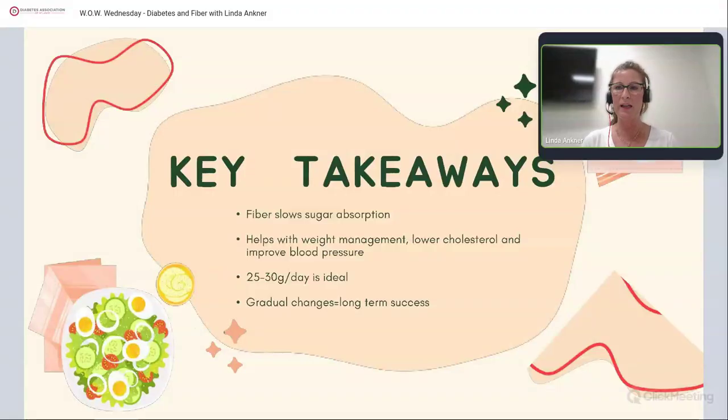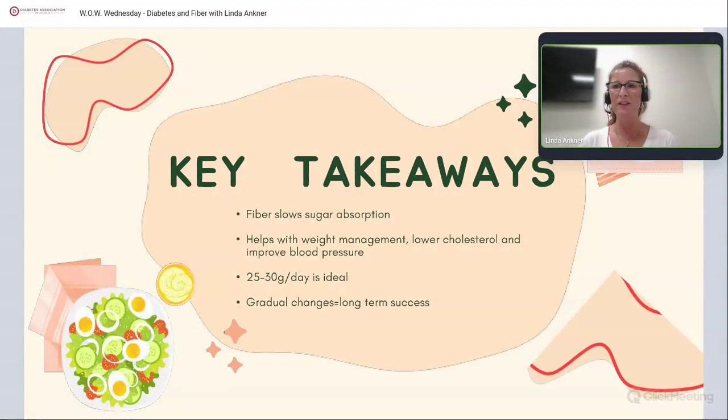Ideally, we want to try, for adult men and women, to try to get between 25 and 30 grams of fiber a day. Getting it through food is, of course, ideal, but using a fiber supplement as a supplement can also be helpful. And then gradual changes equal long term success.